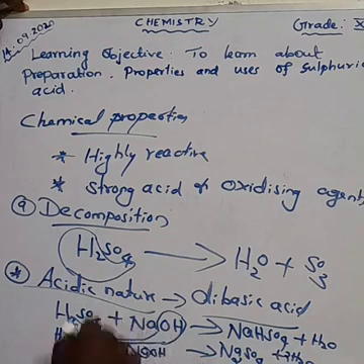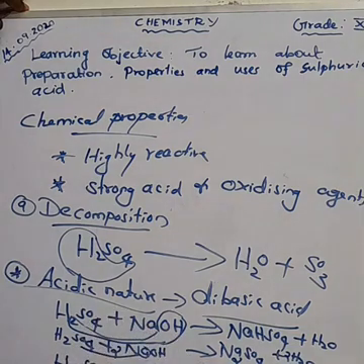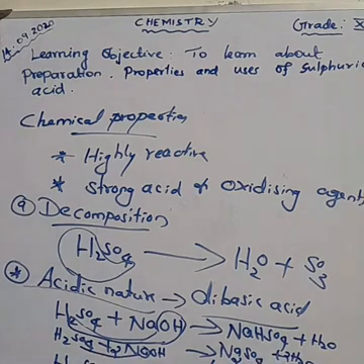NH3. We get ammonium sulfate. This ammonia combines with the sulfate to form ammonium sulfate. The formula is (NH4)2SO4. Ammonium sulfate. What is the name of this compound?